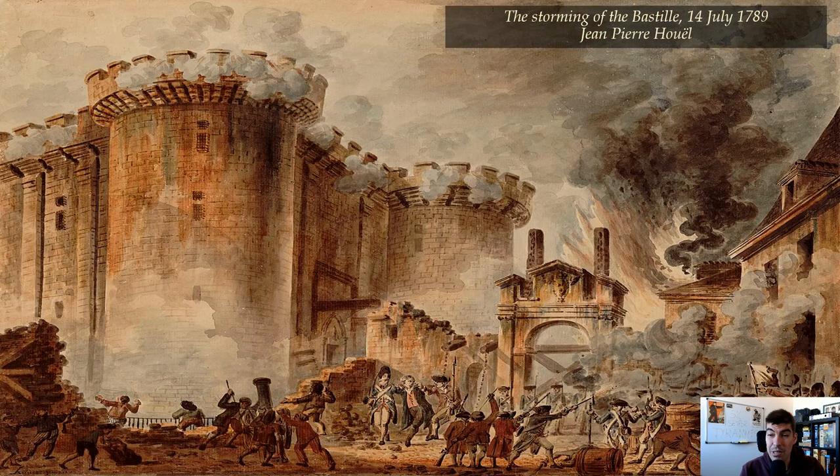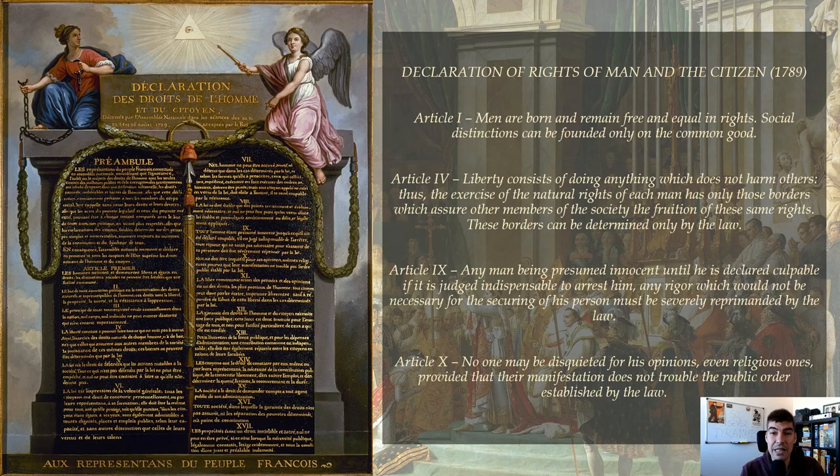Let's see now some pictures. This is the storming of the Bastille on 14th July 1789. And this is the Declaration of Rights of Man and the Citizen. And you have here a selection of articles, okay? You can read them.